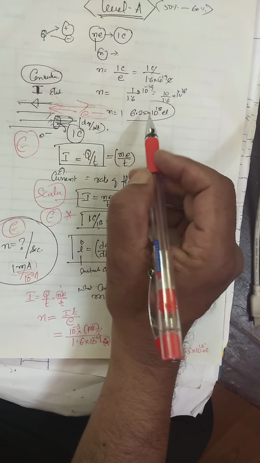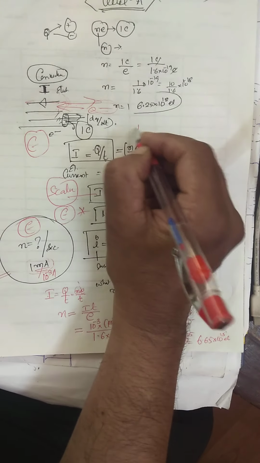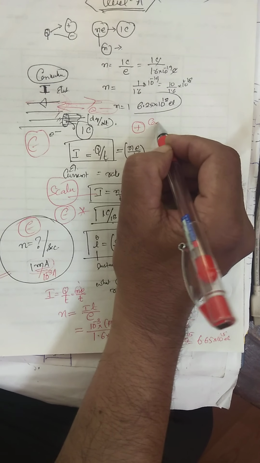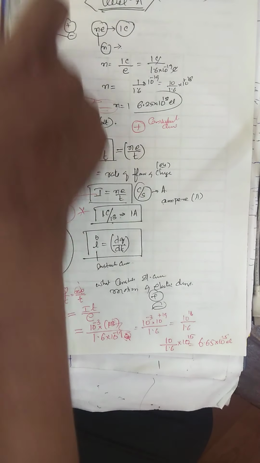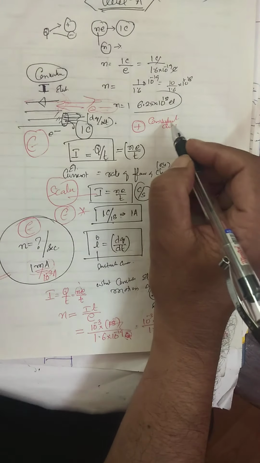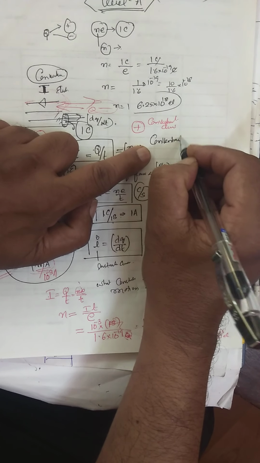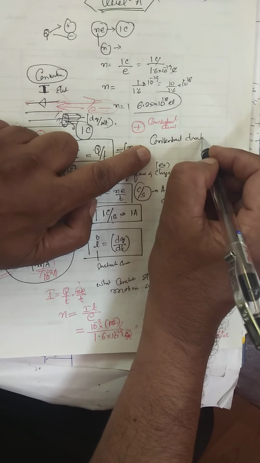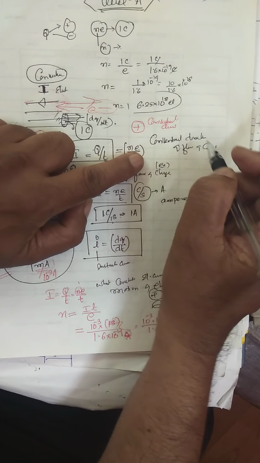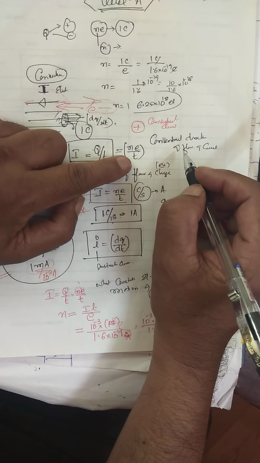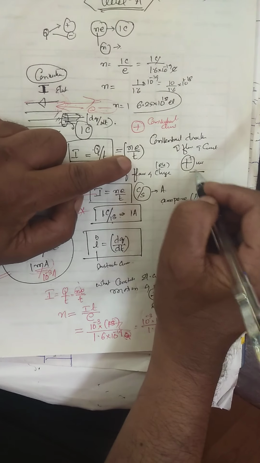The conventional direction of the electric current is the direction in which the positive charge would flow. Conventional direction of flow of current tells us the direction in which the positive charge would move, right?